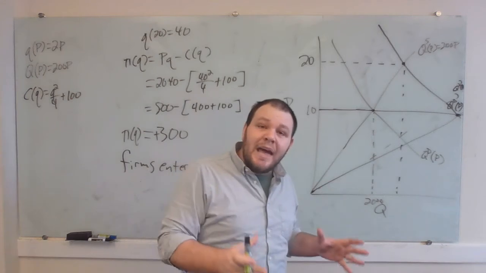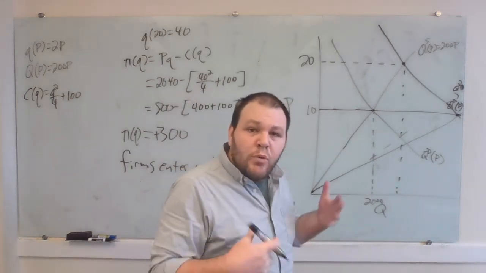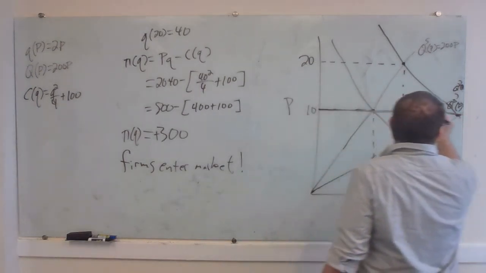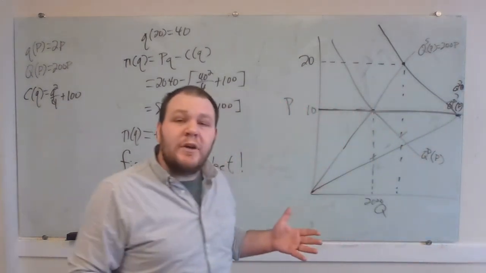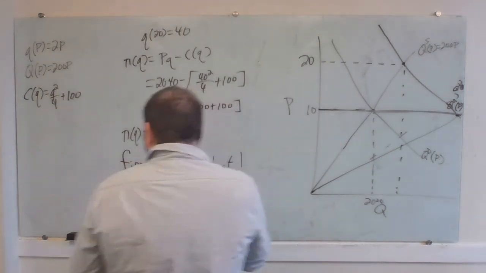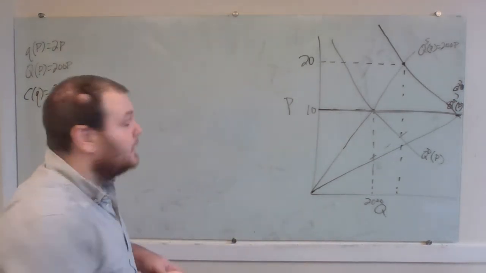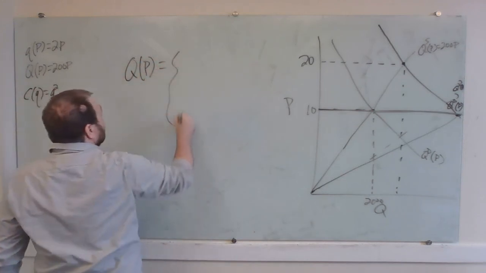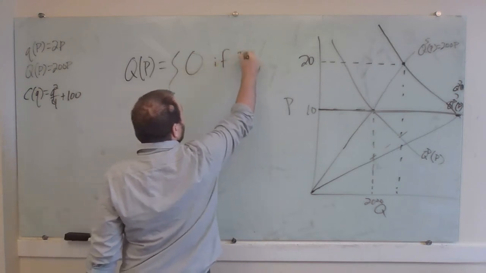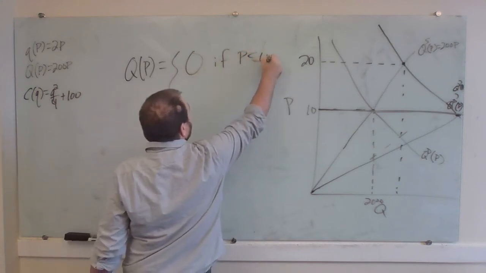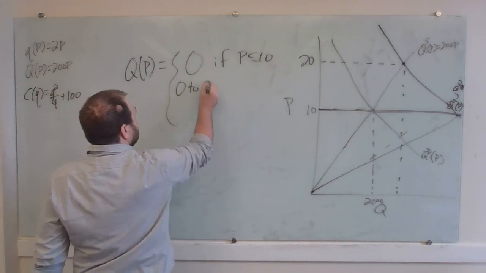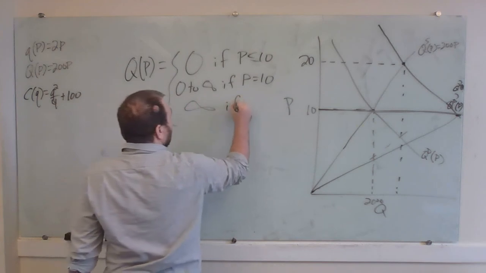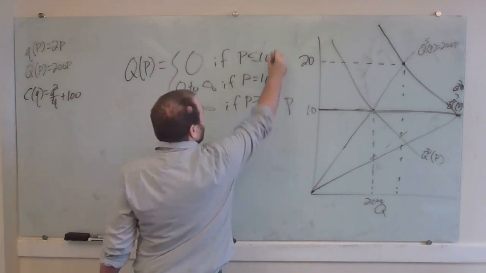So what does this imply about the long-run market supply? Well, in this case, it's just going to be a straight line. Our long-run market supply is just going to be a horizontal line at P equals 10. In other words, we're going to have a market supply curve like Q of P equals 0 if P is less than 10, 0 to infinity if P equals 10, and infinity if P is greater than 10.